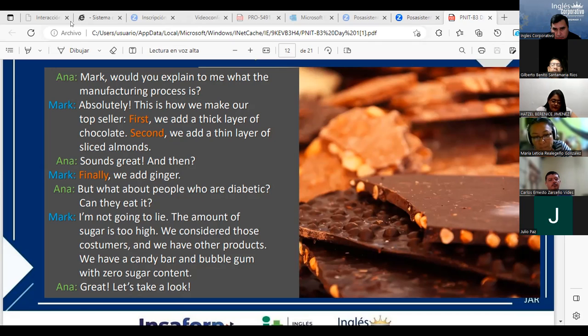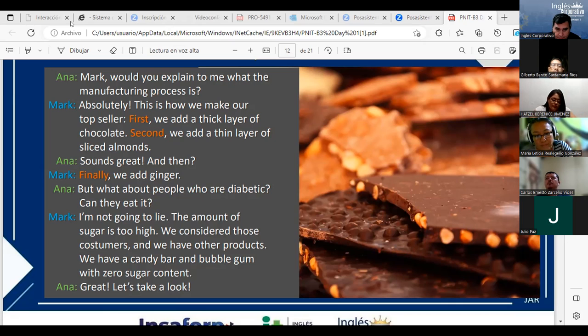But what about people who are diabetic? Can they eat it? Diabetic. Can they eat it? Mm-hmm. I am not going to lie. The amount of sugar is too high.